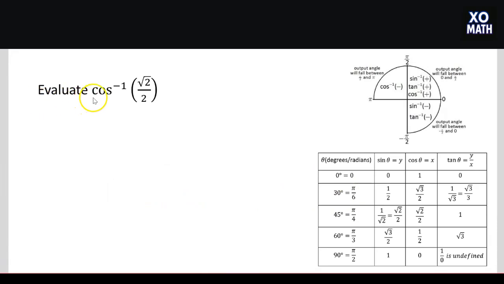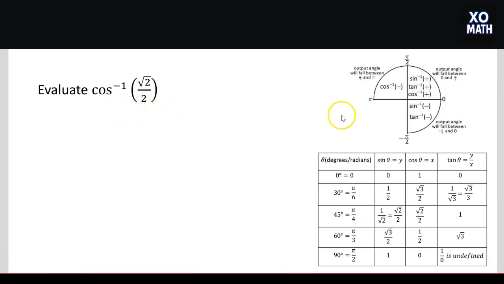Let's start by evaluating cosine inverse of the square root of 2 over 2. When evaluating inverse trig functions, we're thinking about what angle do I plug into cosine to get out the square root of 2 over 2? Well, there's actually a lot of different angles that we can plug into cosine and get out the square root of 2 over 2. So there are special restrictions because for a function, we can only have one output.